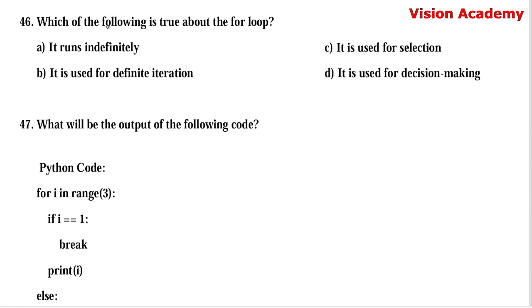Question number 46. Which of the following is true about the for loop? Option A, it runs indefinitely. B, it is used for definite iteration. C, it is used for selection. D, it is used for decision making. Here option B, it is used for definite iteration, is the right answer.